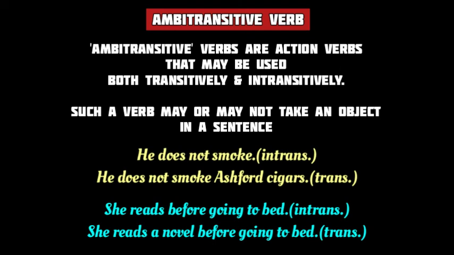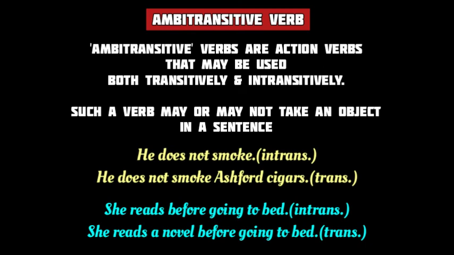Now let's learn the ambitransitive verb. Well, the prefix ambi means both. So ambitransitive verbs are action verbs that may be used both transitively and intransitively. In other words, an ambitransitive verb may or may not require an object in a sentence. So an ambitransitive verb is one that may be used as a transitive verb with an object to it, and at other times it may be used as an intransitive verb without an object to it.